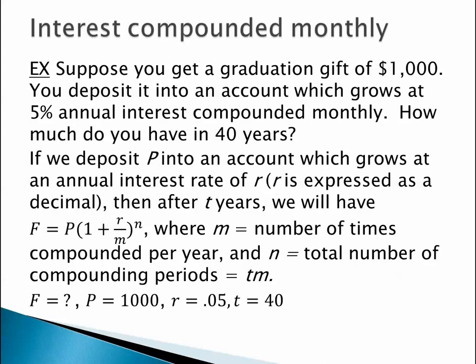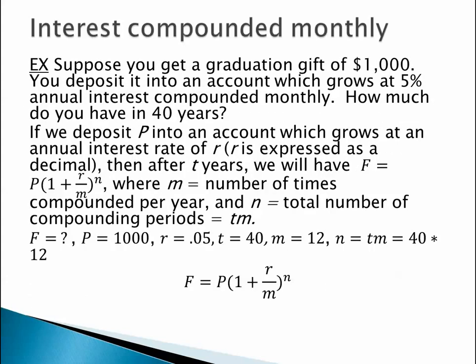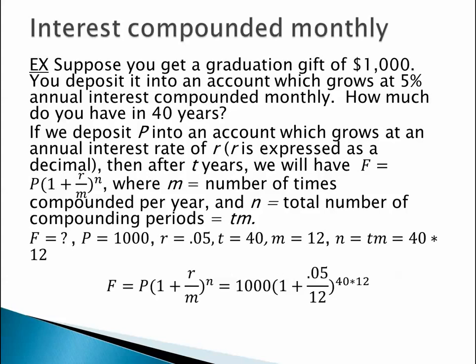T is 40. That's the number of years. M equals 12. If you have interest compounded monthly, then your interest is compounded 12 times per year. M is the number of times compounded per year. And in this case, N is TM. T is the number of years, M is the number of times compounded per year, and we just put it in like that. So 1,000 times (1 plus 0.05 over 12) raised to the 40 times 12.